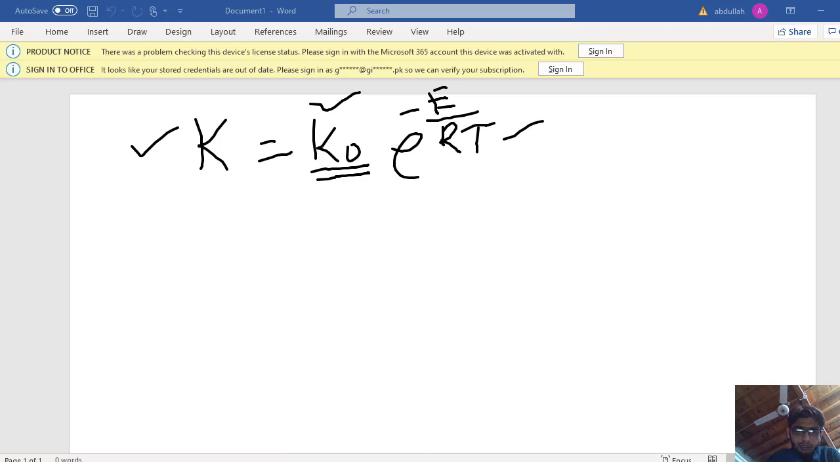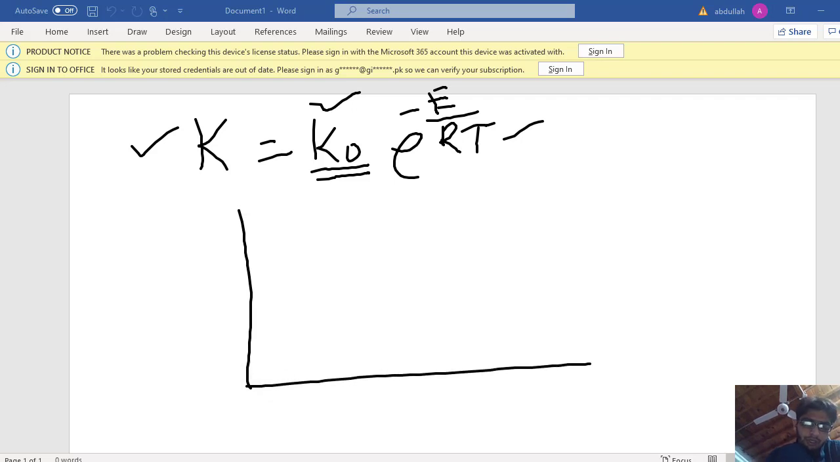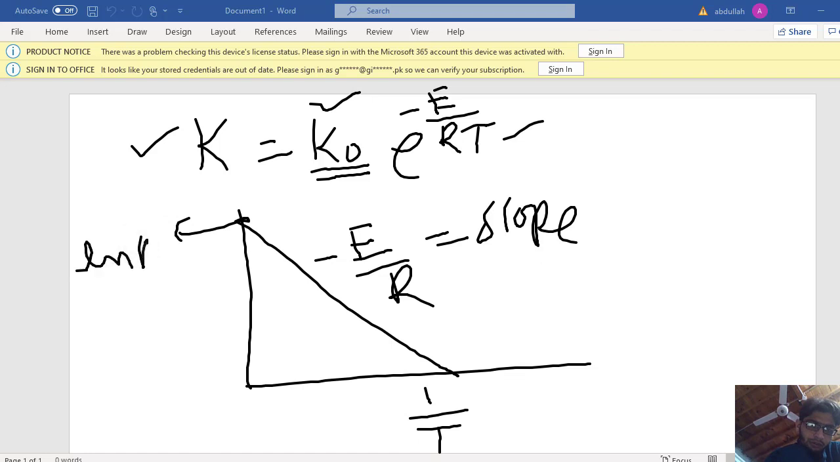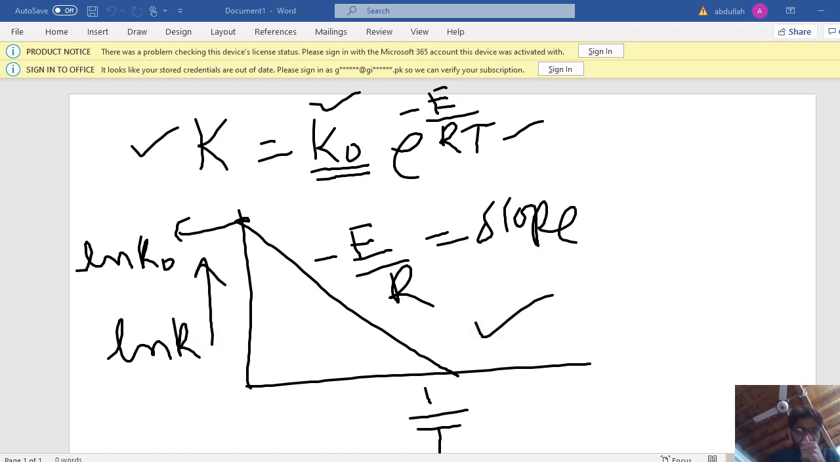So the slope of the line is E by R. We can also write it graphically, with 1 over T on the x-axis. Minus E by R is the negative slope of the line, this is the ln k naught, and this is the ln of k. So this is the linear form of the Arrhenius equation.